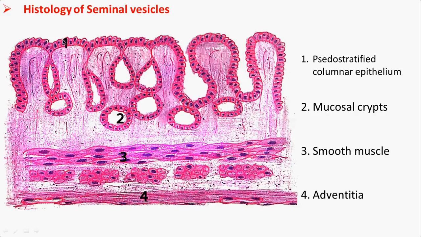This is the pseudo-stratified columnar epithelium, number 1, and number 2 is the mucosal crypt that is present in the lamina propria. Smooth muscle is also there, and we know there is an inner circular layer and an outer longitudinal layer. Lastly, there is an adventitia. So this figure you can draw for the histology of the seminal vesicle.